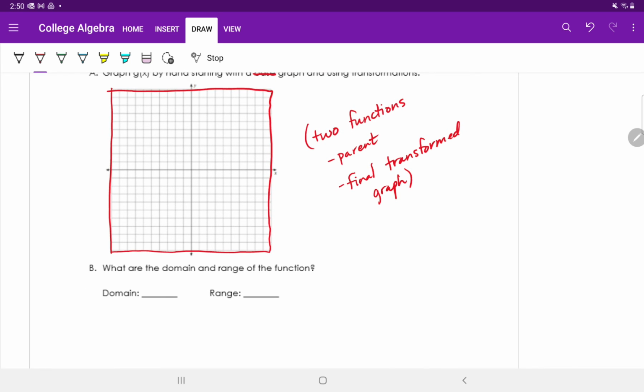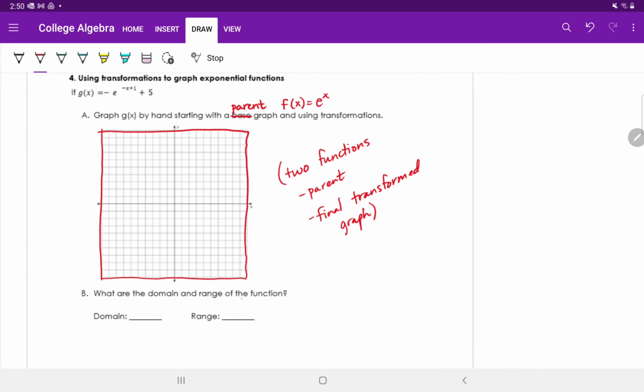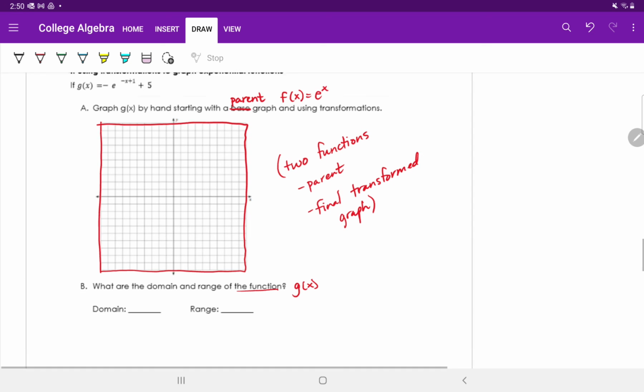Then when it asks for the domain and the range of the function, we're referring specifically to g of x, so the final transformed graph. We want the domain and range of that function.